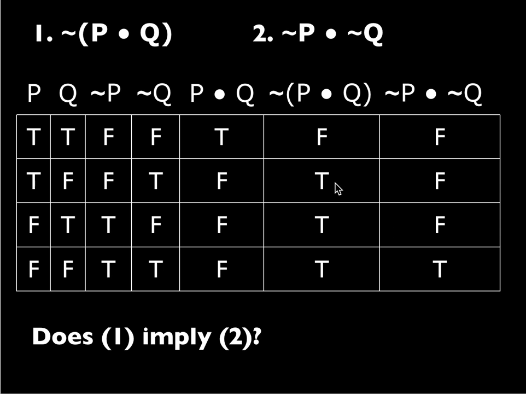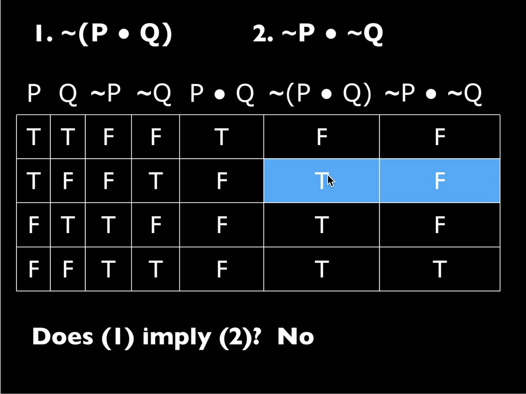Yes, there is, right here. There's another one, but it only takes 1. As soon as you find a counterexample row, you can stop looking because you know the answer to the question. If there is a counterexample row, then the implication does not hold. 1 does not imply 2.